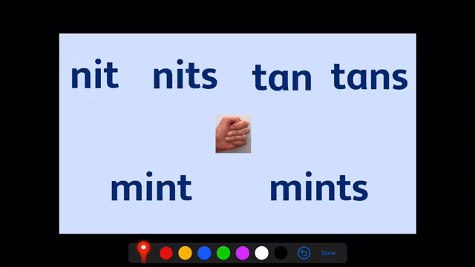Knit, knits. Tan, tans. Mint and mints. Now let's think about a word with more than one syllable. Let's get ready to count them. Listen and count the chin taps or clap or tap with me.